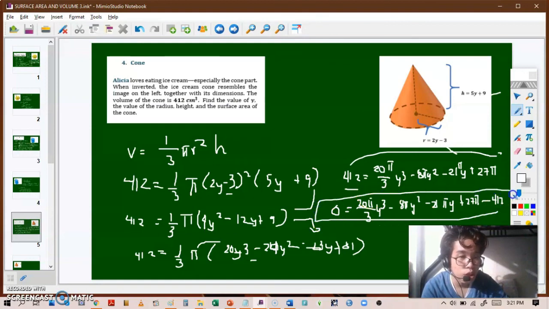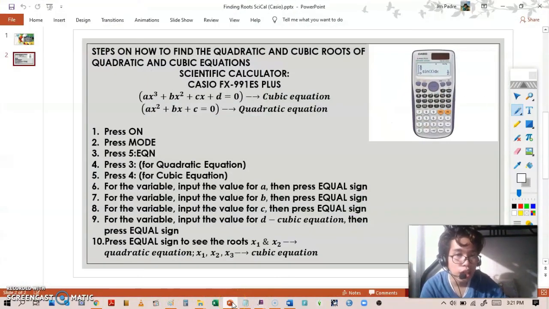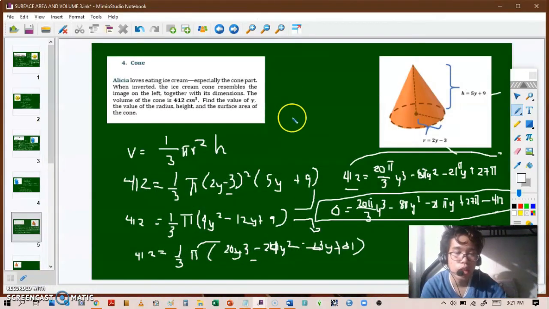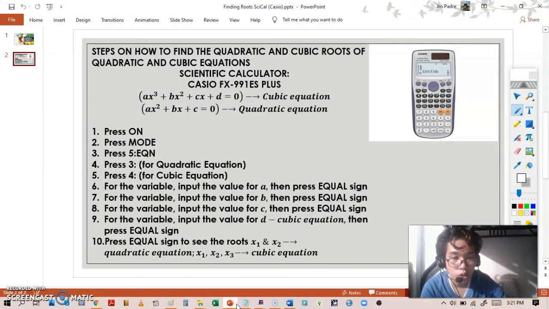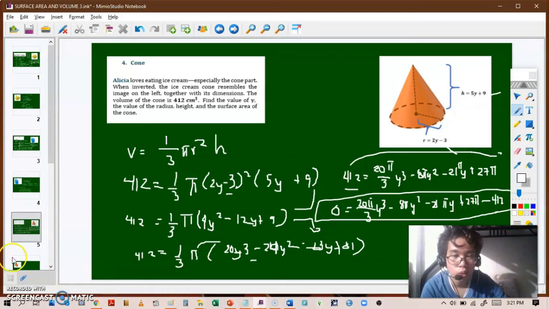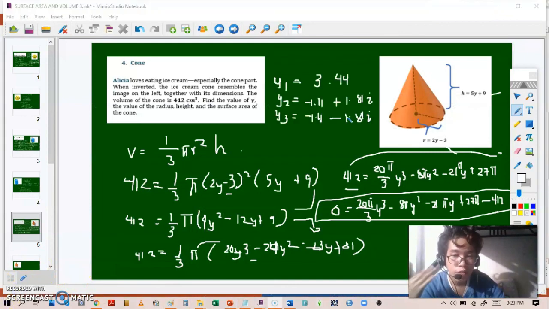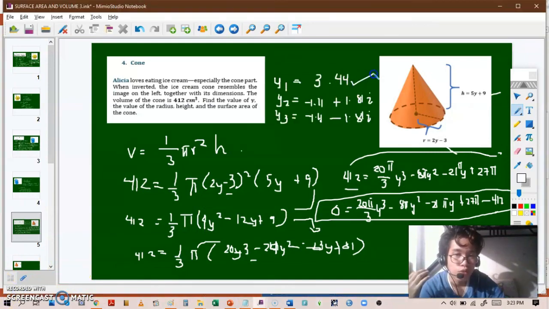And from this equation, we can find the value of y if we use the scientific calculator that we have for solving cubic equation roots. If you input it using these steps that I've taught you, you can find the value of y. We get 3 roots for y: 3.44, negative 1.11 plus 1.81i, an imaginary number, and negative 1.11 minus 1.81i.